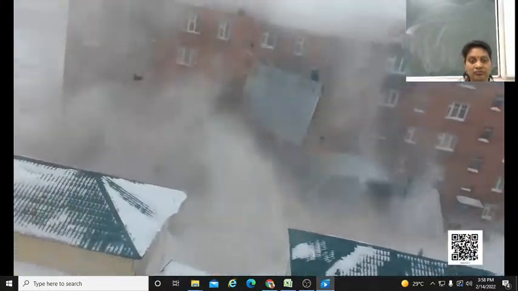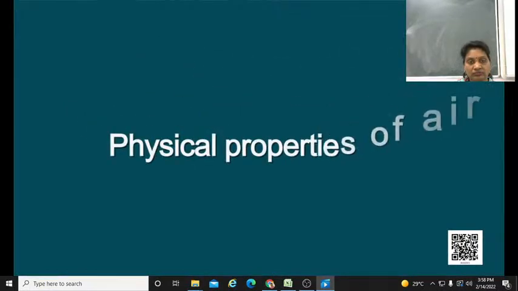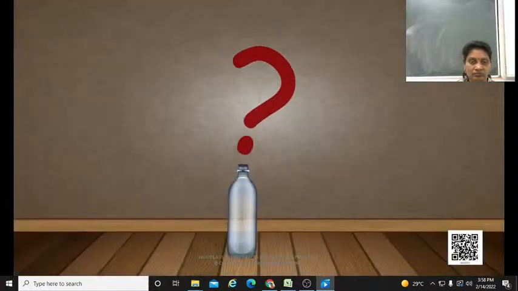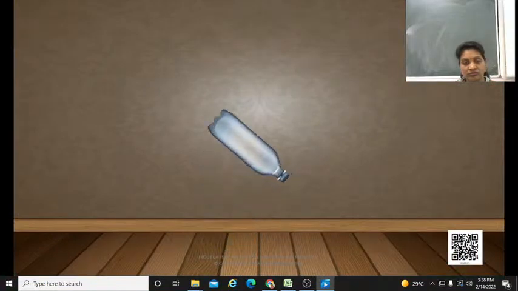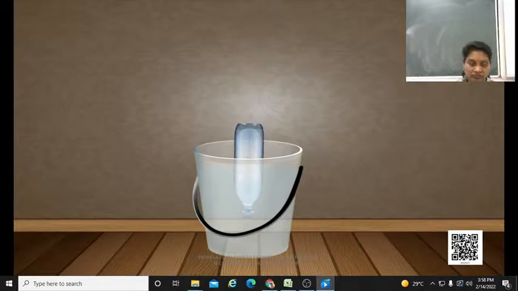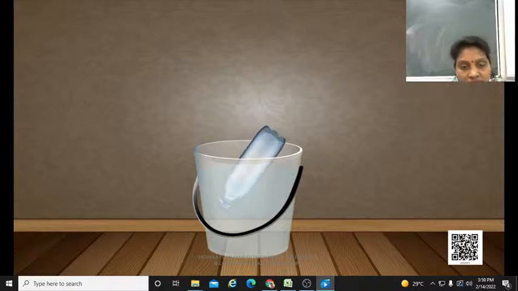Let us now study about the physical properties of air. For this, we will have to perform an activity. Take an empty bottle. Now, turn it upside down and dip it into the bucket filled with water. Children, what do you observe? Do you notice anything happening in the bottle?